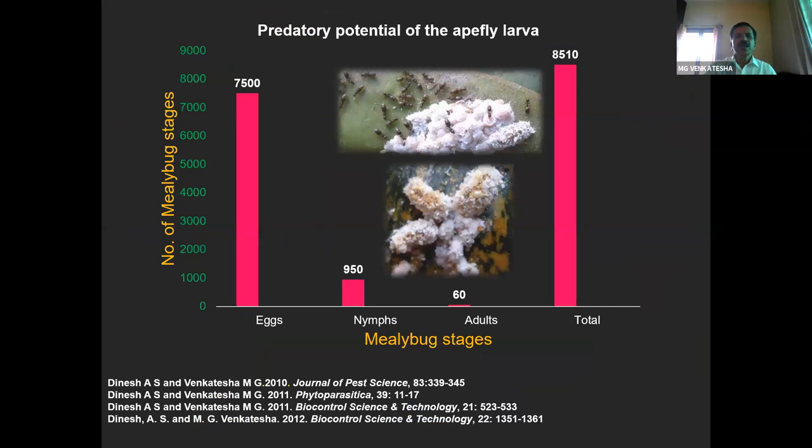Next slide, please. So we have conducted detailed studies on Planococcus citri as well as on Maconellicoccus hirsutus. We have published all this data. Each larva of this butterfly, in its developmental period of about 15 days, can consume 7,500 eggs, 950 nymphs, and 60 adults. So totally 8,510 mealybug individuals it can devour and control. That's why this is a very potential predator compared to any other existing natural enemies or biocontrol agents in the world. So this is very promising and can be used for the control of mealybugs.